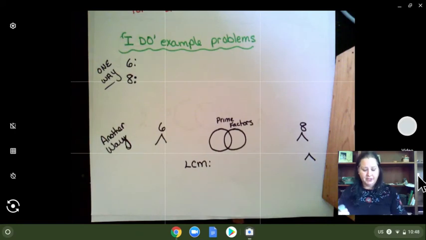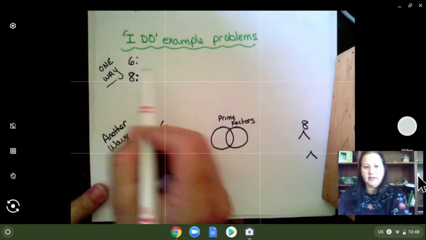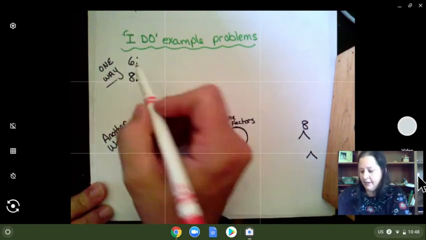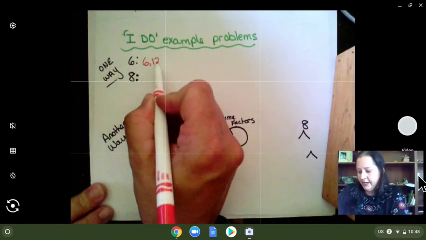Two ways they expect you to learn. The first way you learned already in 4th and 5th grade, where you list the multiples and you find the one that's in common. So let's go ahead and do that.